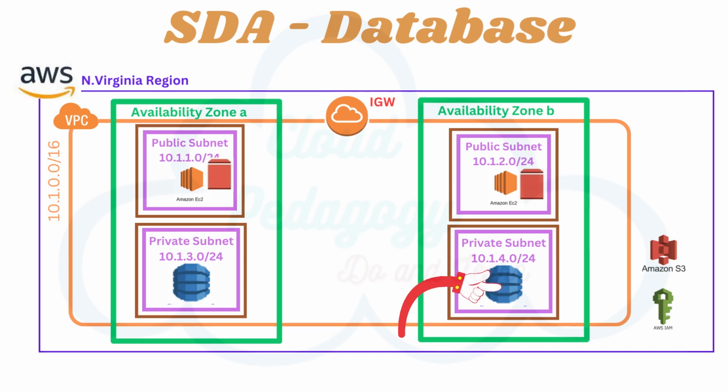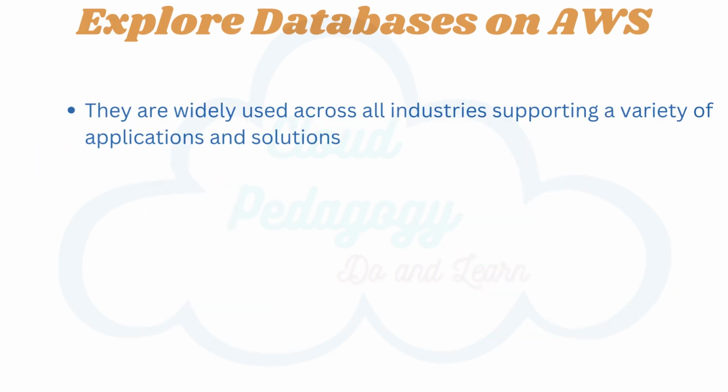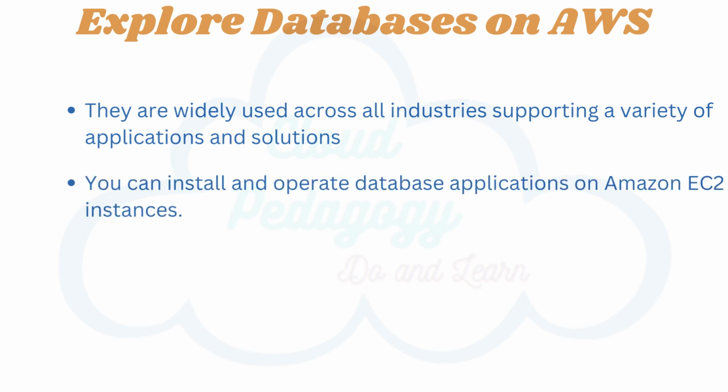According to the architecture diagram we have chosen, DynamoDB is used to store this data. But we can also think, why not use Amazon Relational Database Service, or Amazon RDS, to store this data? So let's talk about databases for a moment. Relational databases are widely used across all industries, and it's likely that your company has many databases supporting a variety of applications and solutions. You can install and operate database applications on Amazon EC2 instances. And this is a good option for migrating existing databases to AWS.